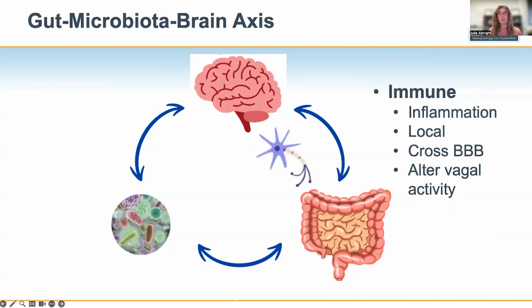And then finally, the immune system. The immune system is largely responsible for inflammation, just one example. And we can have local inflammation, but those inflammatory cytokines can also cross the blood-brain barrier and create pathology that way, and also alter vagal activity.